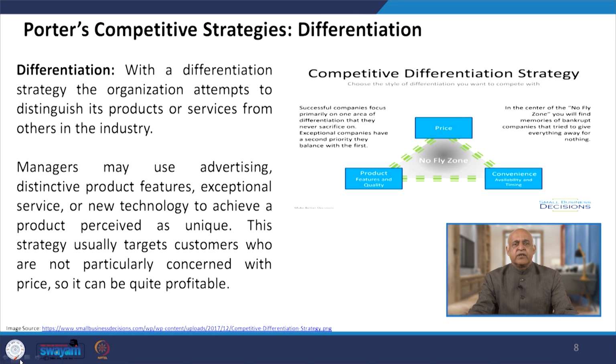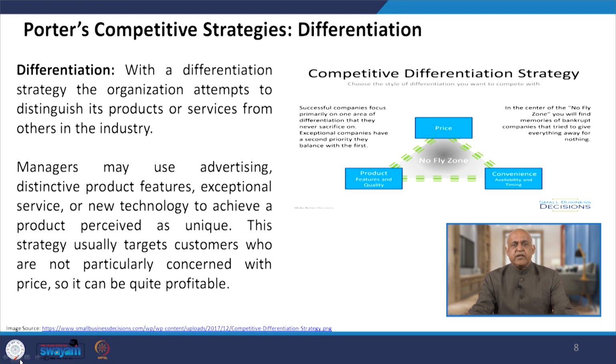Every organization, on the basis of their SWOT analysis, has to decide which strategy will be more applicable to them. Now, when we are talking about differentiation, it is when an organization attempts to distinguish its products or services from others in the industry.